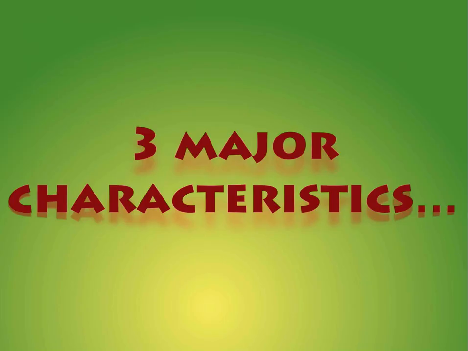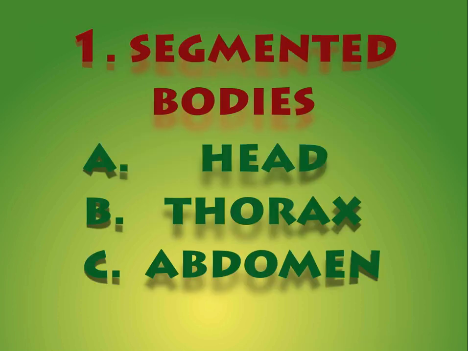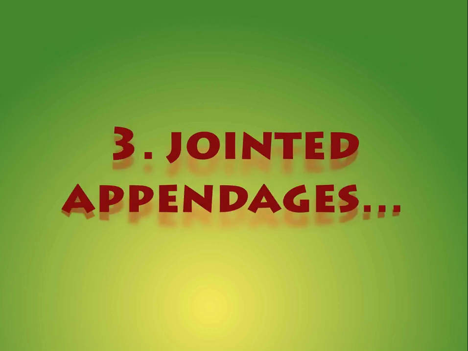All right, so there are three major characteristics that I want you to keep in mind when thinking about arthropods. Okay, so one is the segmented bodies. All arthropods have segmented bodies. Okay, they have a head, a thorax, the middle section, and then the abdomen. Okay. Secondly is the exoskeleton. And then thirdly are jointed appendages.